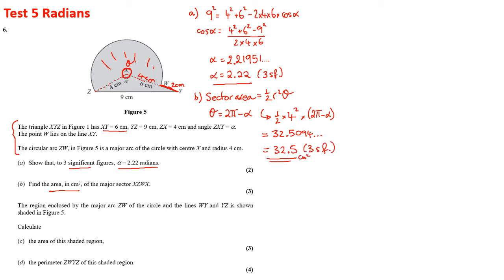On to part C, we want the area of the whole shaded region. Well, we've just calculated the sector area, so we just need the area of the triangle. So half AB sine C. Again, we could use alpha as 2.22, that's what they've given us. They've given it to us so that the rest of the marks are accessible. If we've already worked out a more accurate alpha, I personally would use that one.